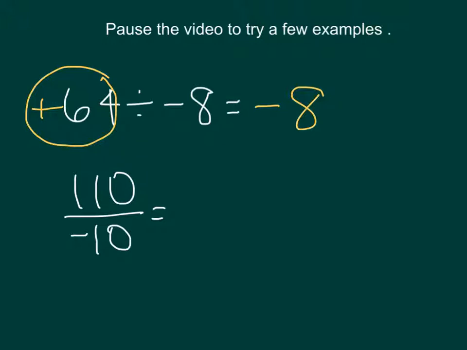Here we have 110 divided by -10. If there's not a sign in front, we assume that it's a positive. So 110 divided by 10 is 11. And we know that our sign is negative because it's a positive divided by a negative.